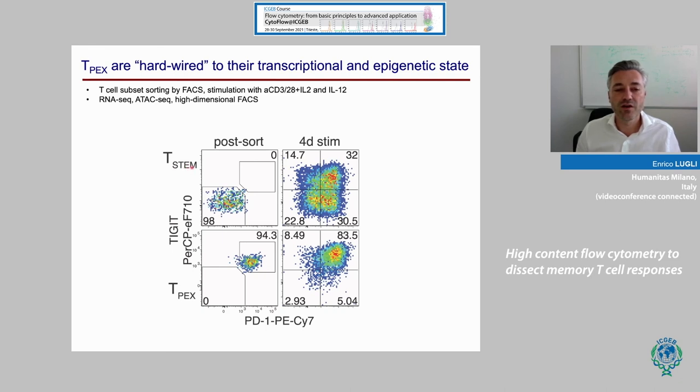that we now identify and call STEM, once sorted and stimulated, was actually capable of plastic differentiation. So it was capable of generating all the different subsets identified by TIGIT and PD-1 expression. And instead, the double positive population was actually hardwired to its double positive state. So once sorted as double positive, it was capable of virtually generating just double positive cells. We've got some spurious cells here, but I don't think that's very significant.